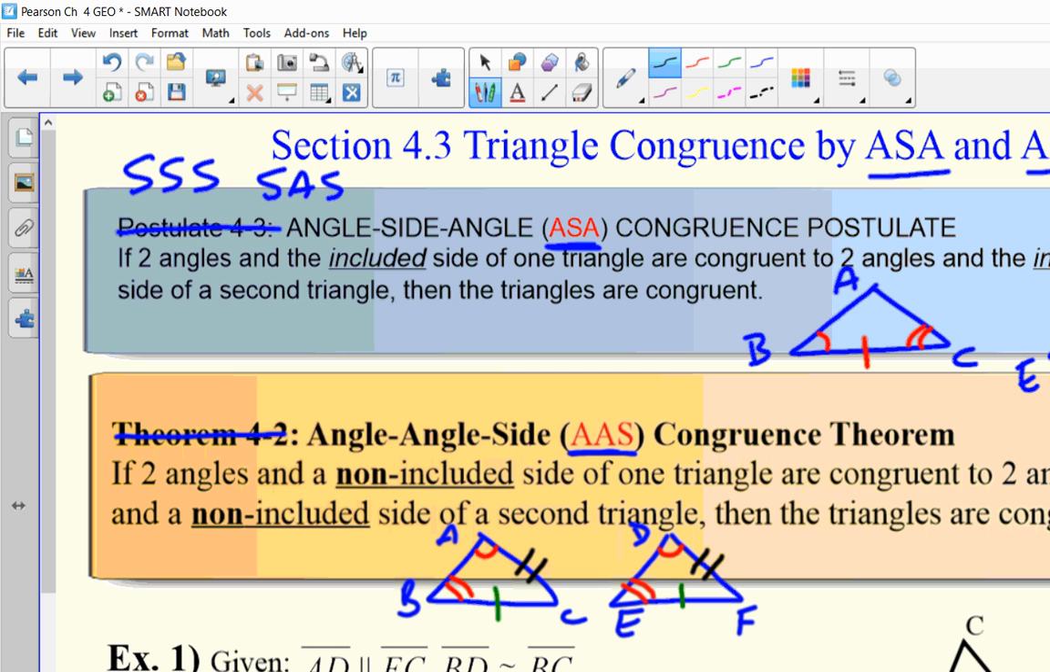And I'll give you a really fast one, you don't have to write this down. I could say that this angle and this angle are equal, this angle and this angle are equal. And then I'm going to be really tricky.